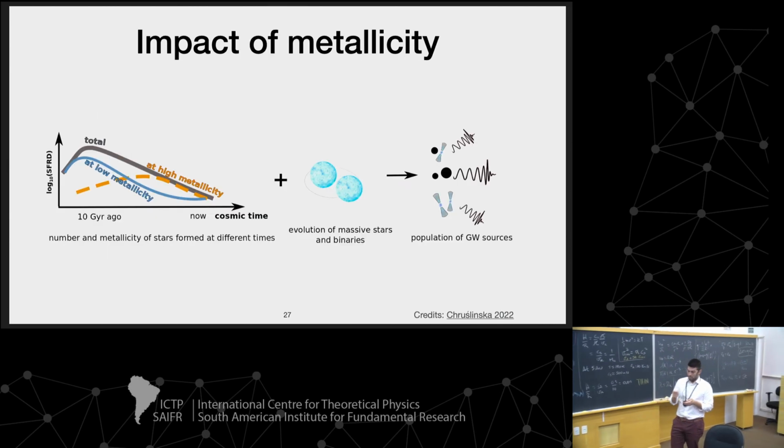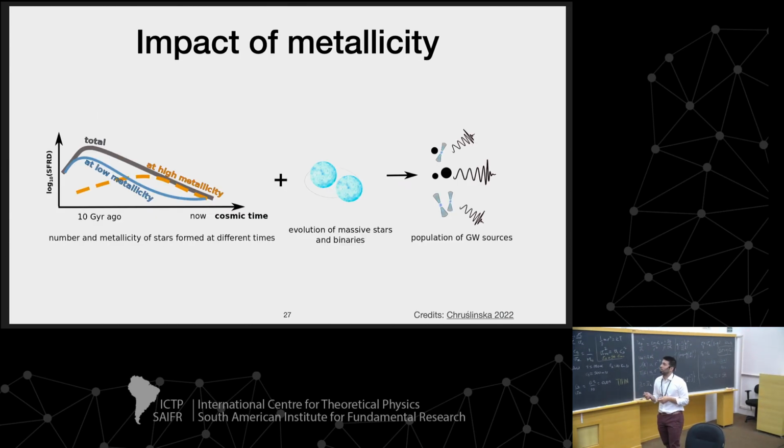Okay, so I was discussing this plot. At high redshift, you expect the universe to produce stars with low metallicity. In the low redshift universe, you expect the universe to produce stars with high metallicity. You need to take this into account with the evolution of massive stars and binaries. So we want to couple these two worlds.